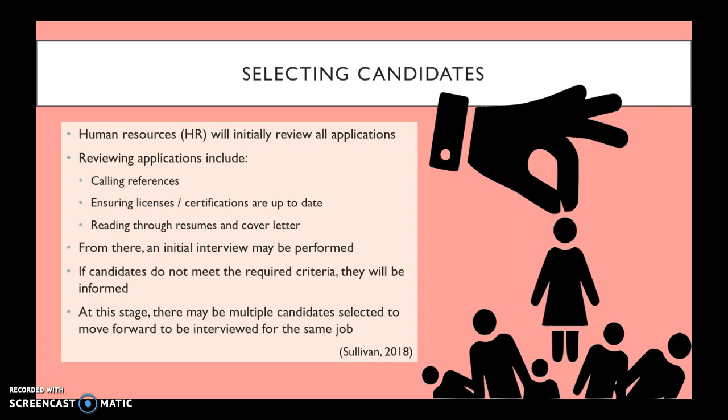Selecting candidates. Human Resources will initially review all of the applications. And reviewing applications can include calling the references or the letters of recommendation, ensuring licenses and certifications are up to date, reading through resumes and cover letters. And then from there, an initial interview is conducted. If the candidates don't meet the required criteria, they will be informed. And then at this stage, there may be multiple candidates selected to move forward to be interviewed for the same position.